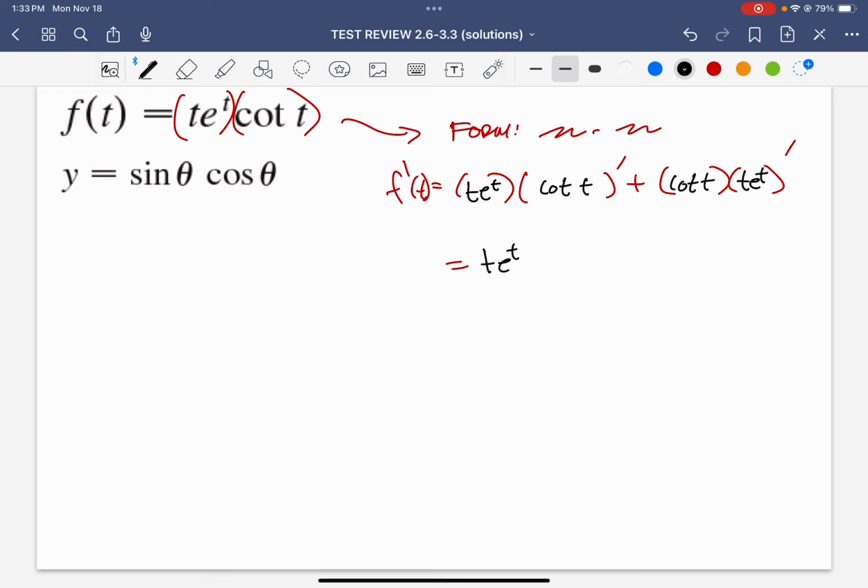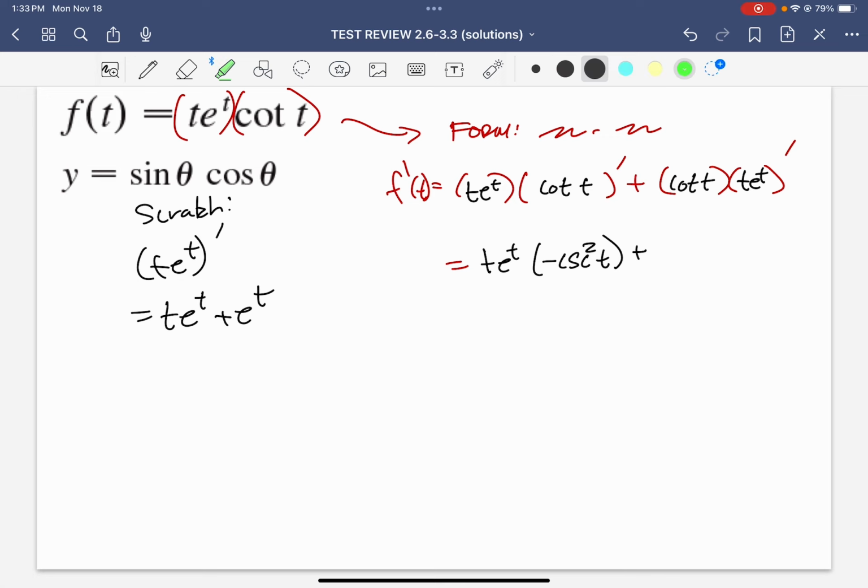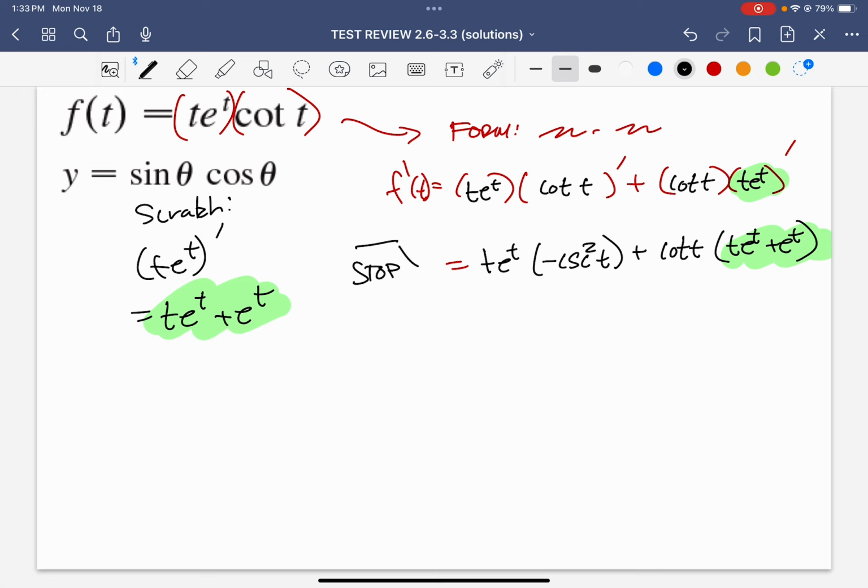So the derivative of cotangent is negative cosecant squared. But then I take t e to the t and take its derivative over here on my scratch paper. It's going to be first times derivative of second plus second times derivative of first. So that's cotangent t times t e to the t plus e to the t. And I would leave it just like that. I would stop right there without doing any more simplification because we're both tired. I don't think it's really going to help anything.